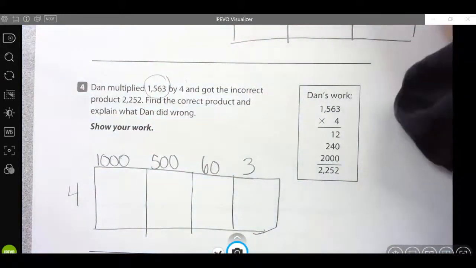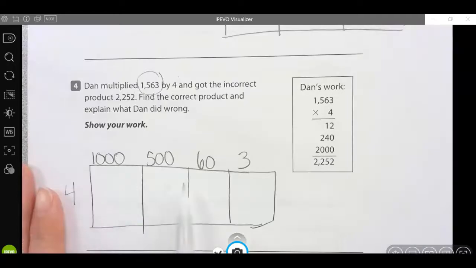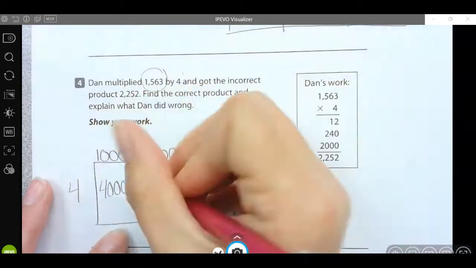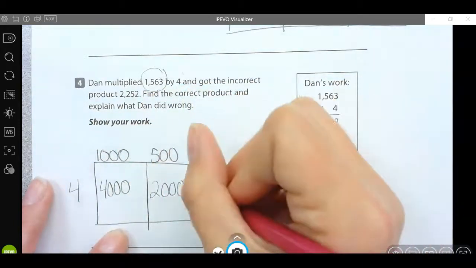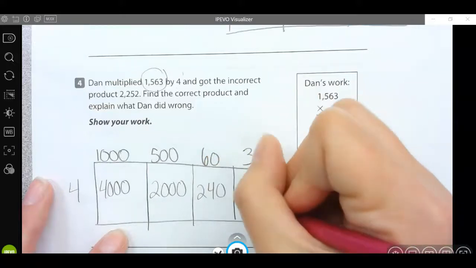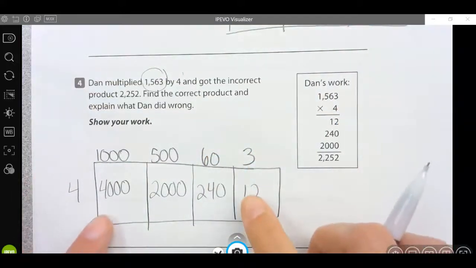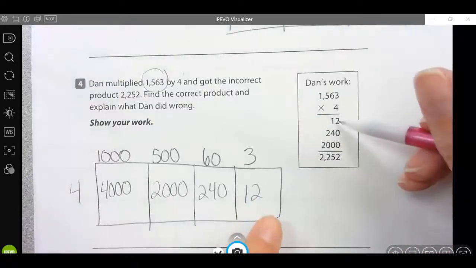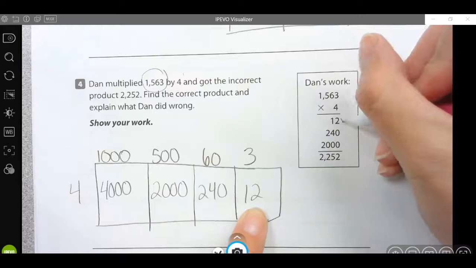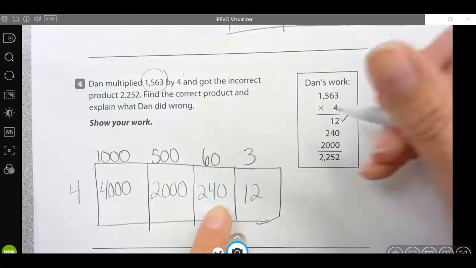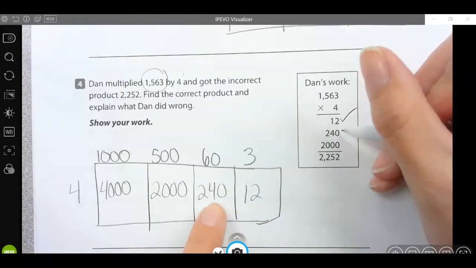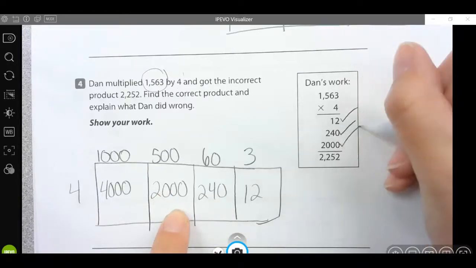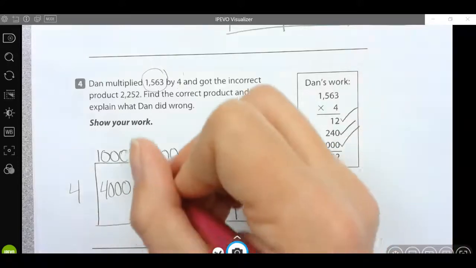Okay, find your partial products for these boxes. What do we have here? 4,000, good. 2,000. 240. Okay, so what we need to do now is compare it to Dan's partial products. He has 12, do we? Yes. Okay, so put a check mark there. He has 240, do we? Yes. We have 2,000, does he? Yes. What number is he missing?